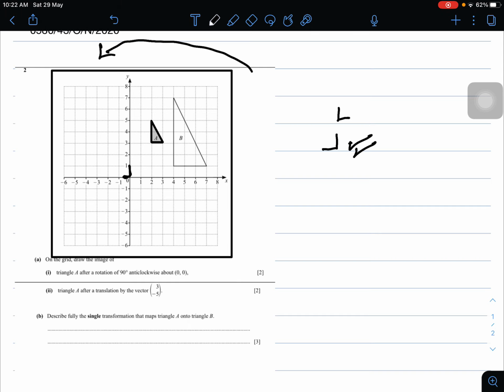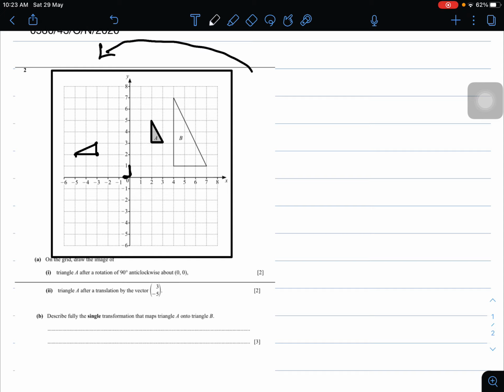So in this case, after you rotate your triangle 90 degrees anti-clockwise, your triangle will lie exactly at these coordinates: minus 3, 2, minus 3, 3, and minus 5, 2. That is here, exactly at these coordinates. This will be your final answer for part A1.